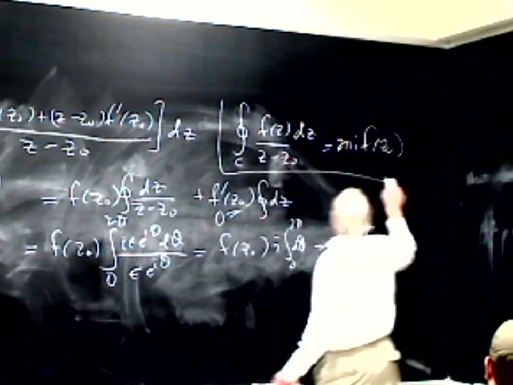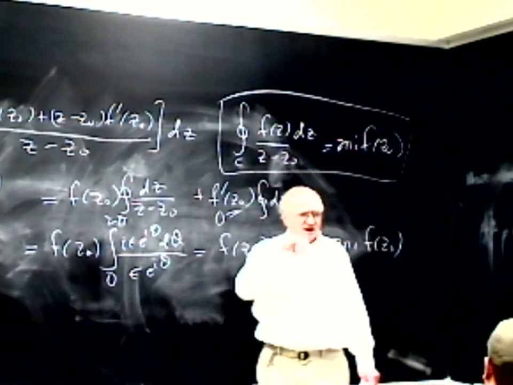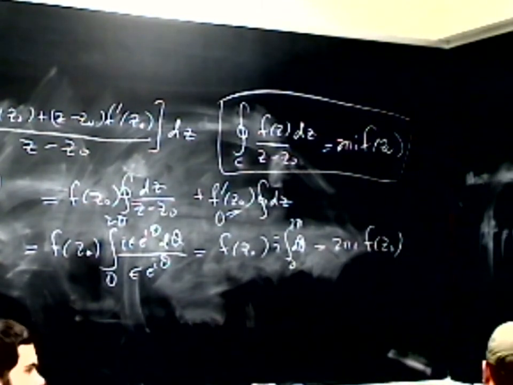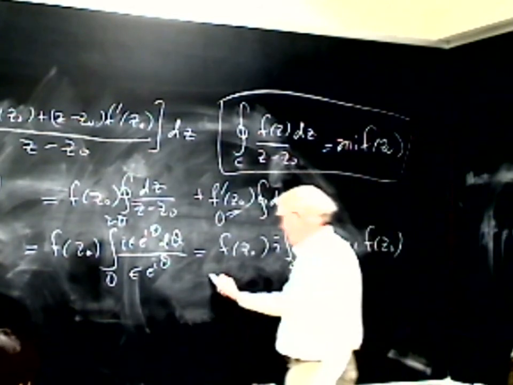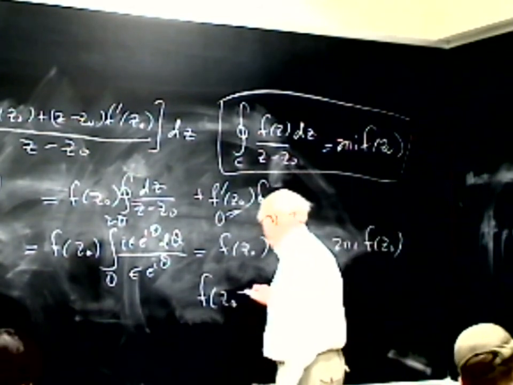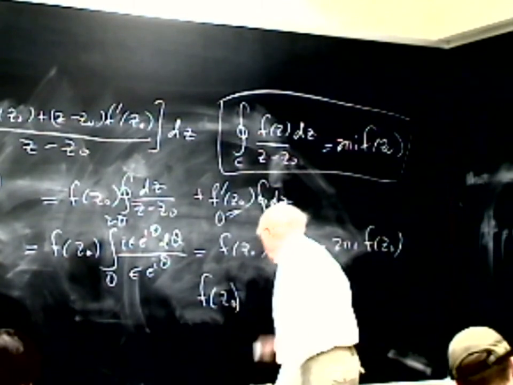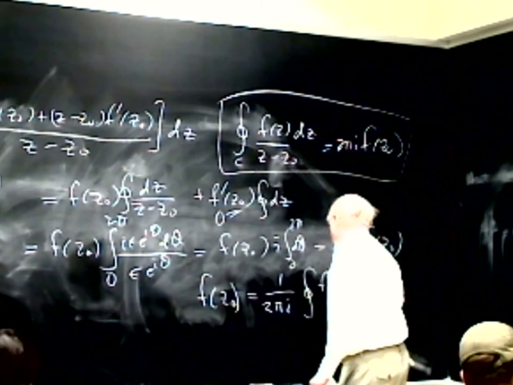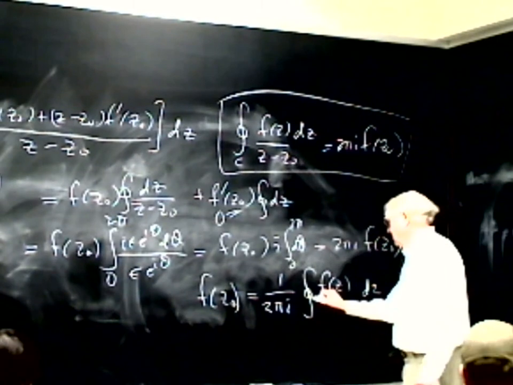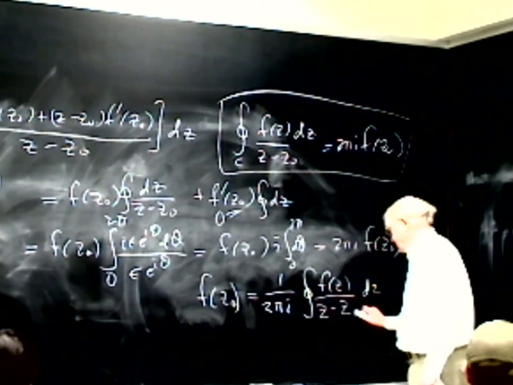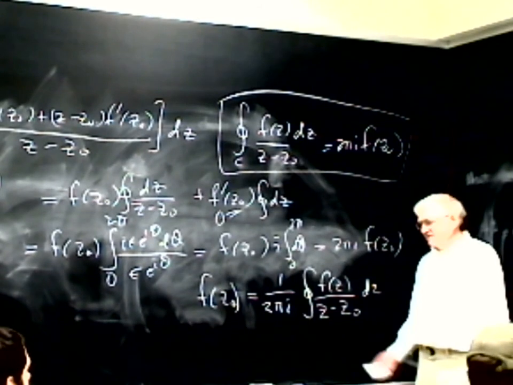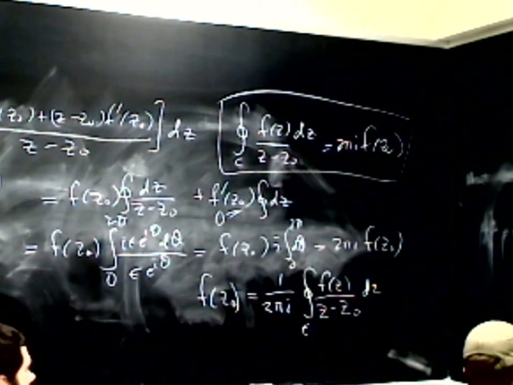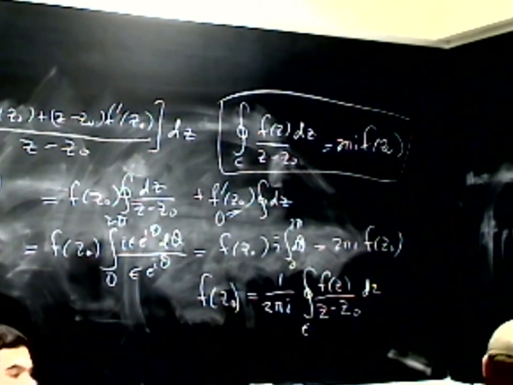So this is basically the microscopic version of Cauchy's integral formula. And the integral formula is normally written this way: f of z0 equals 1 over 2 pi i times the integral of f of z, dz, over z minus z0. Okay? Alright, so this is the microscopic size epsilon. So we've proven a microscopic version of Cauchy's integral formula. Any questions?